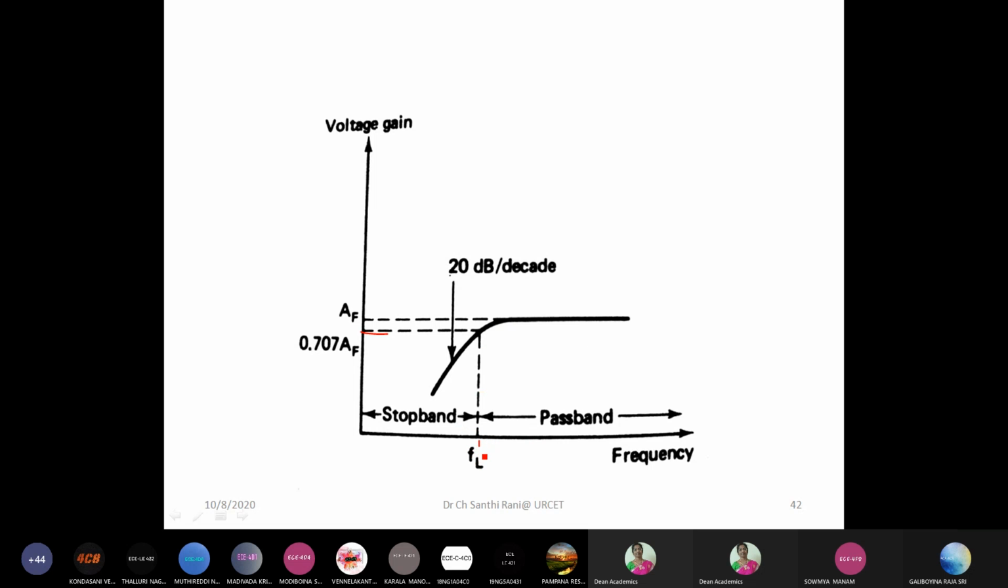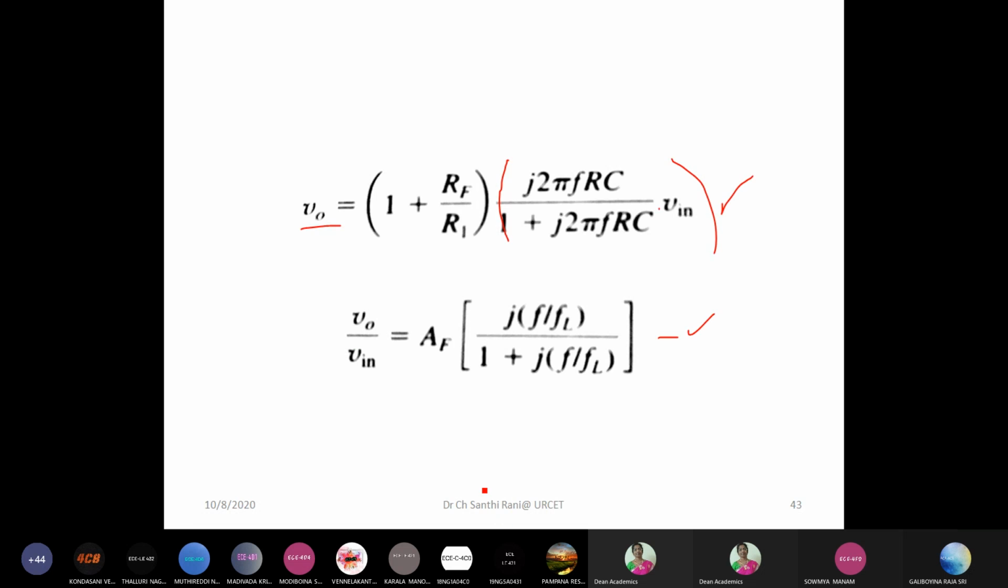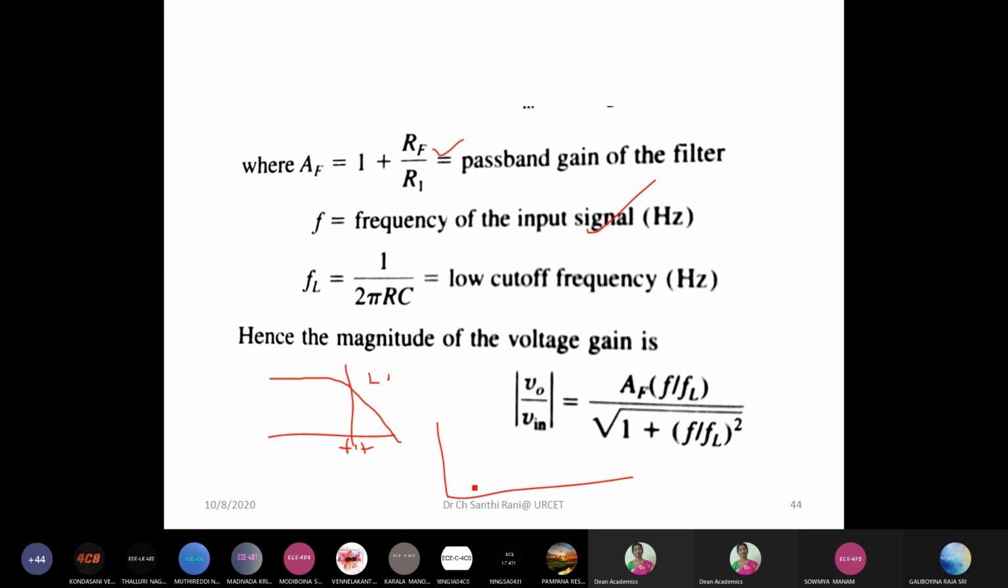And then the high cutoff frequency. Otherwise, instead of FL and FH, even if you write FC, that is sufficient, no problem, right? Only the notation differs. So that is the low cutoff frequency.